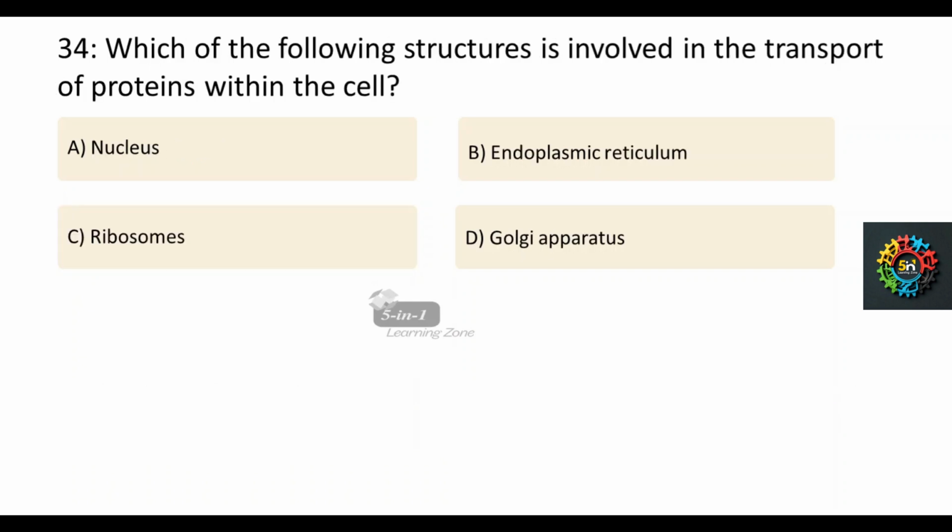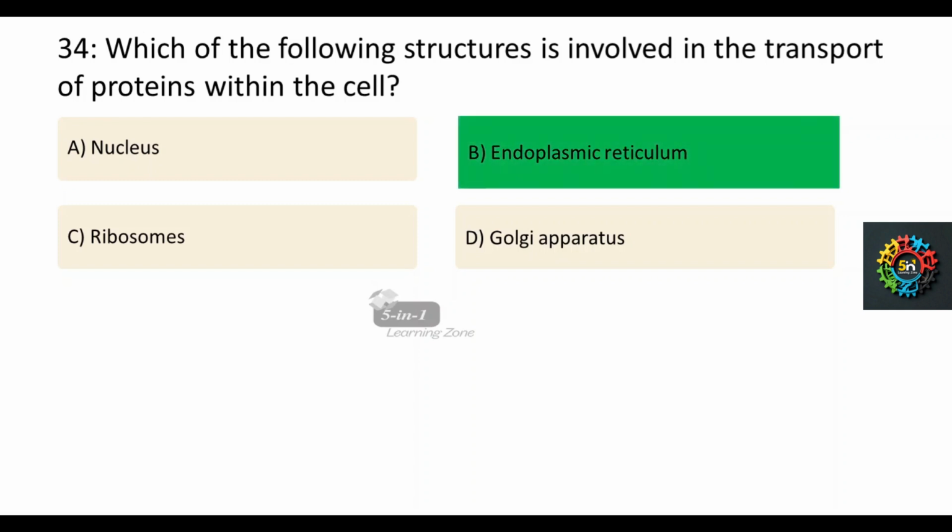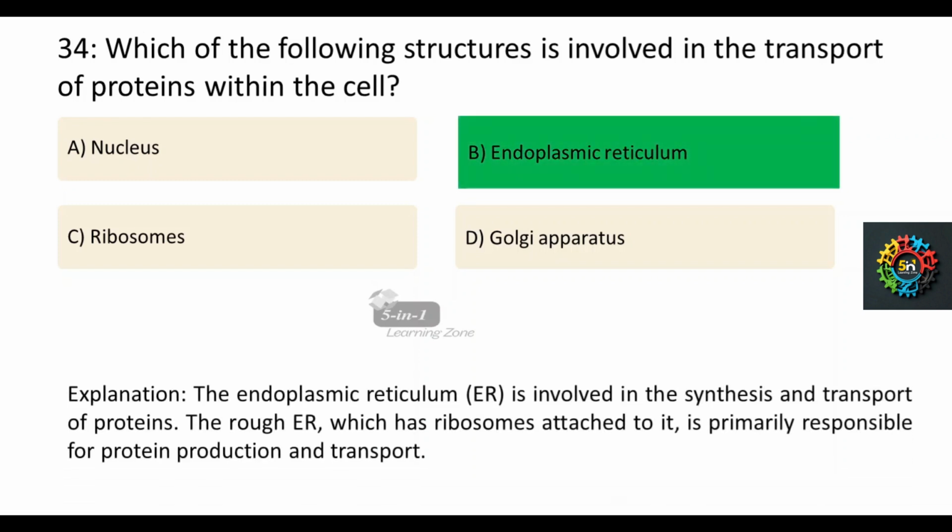34. Which of the following structures is involved in the transport of proteins within the cell? Answer. B. Endoplasmic reticulum. Explanation. The endoplasmic reticulum, ER, is involved in the synthesis and transport of proteins. The rough ER, which has ribosomes attached to it, is primarily responsible for protein production and transport.